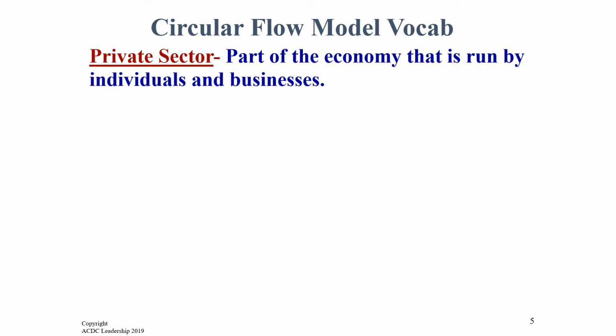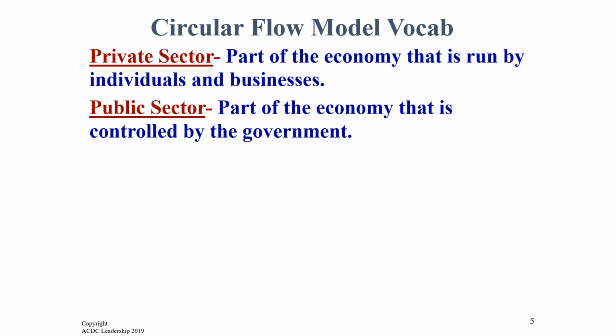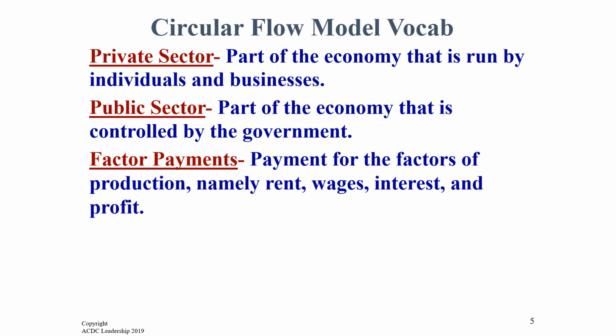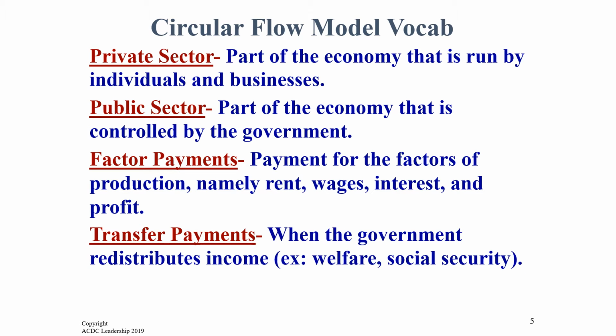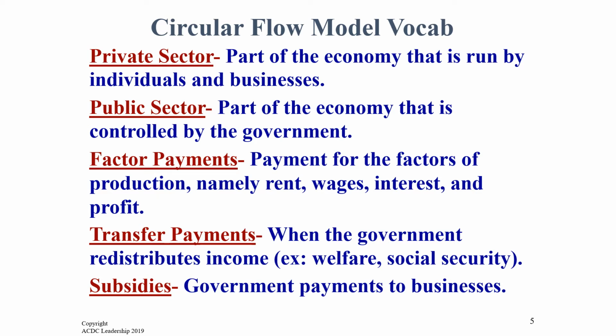Okay, so this is what we're talking about here, and this should sound familiar because we've already covered micro. The private sector is the part of the economy run by individuals and businesses. The public sector is the part of the economy that's controlled by the government. Factor payments are payments for factors of production: rent, wages, interest, profit. And transfer payments are when the government redistributes income: welfare, Social Security, unemployment, that type of thing. And then subsidies, we know what that is: government payments to businesses, and they're usually an incentive for them to produce more or sometimes to produce less of something.